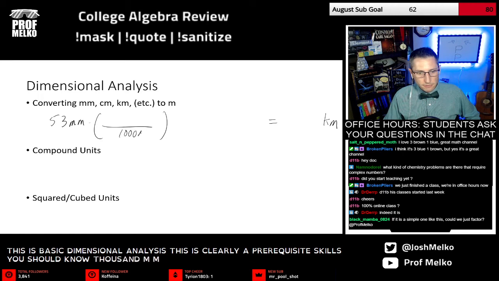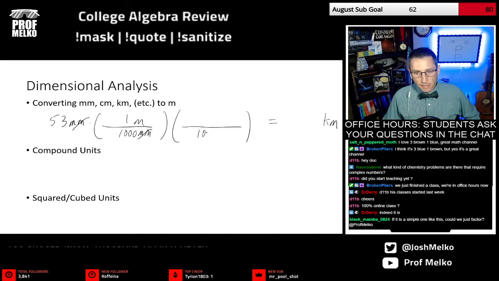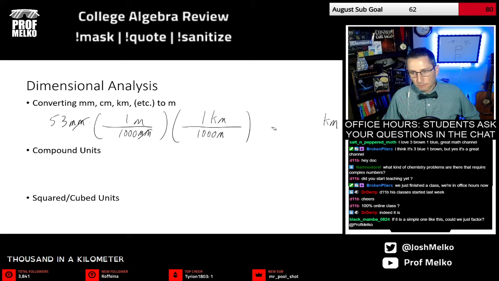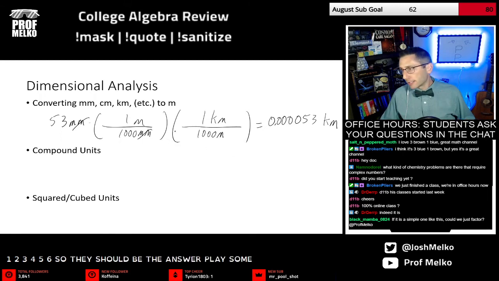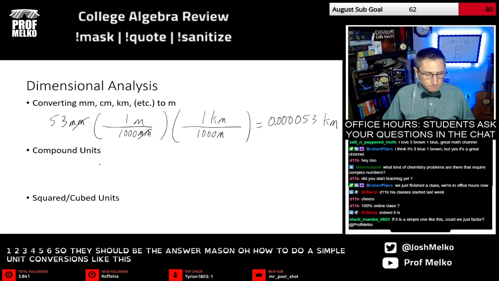1,000 millimeters in a meter. 1,000 meters in a kilometer. One, two, three, four, five, six. So this should be the answer. Okay, so know how to do simple unit conversions like this.